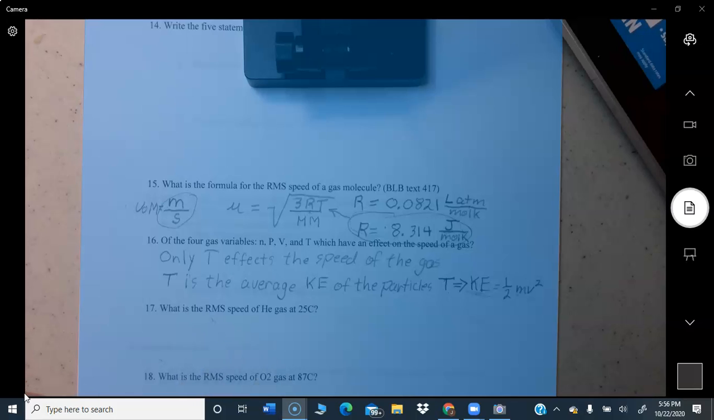Okay, so here we go. Let's come on down here now. What is the RMS speed of helium gas at 25 degrees centigrade? So you need to have temperature.